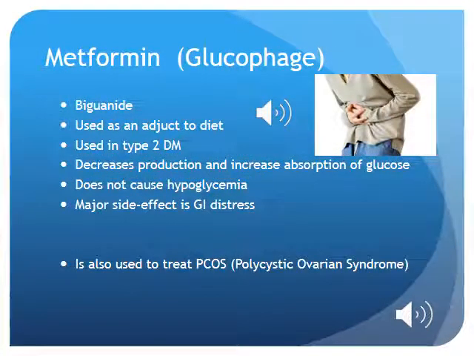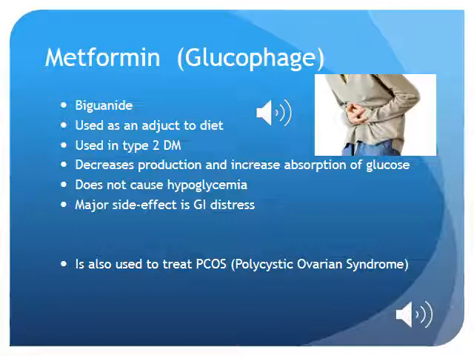Metformin, also known as Glucophage, is a biguanide and is also used as an adjunct to diet and exercise for the treatment of type 2 diabetes. It's used in people older than 10 years of age. It decreases the production and increases the absorption of glucose. This drug does not cause hypoglycemia, and its major side effect is GI distress. This drug can also be used as a treatment of polycystic ovarian syndrome.